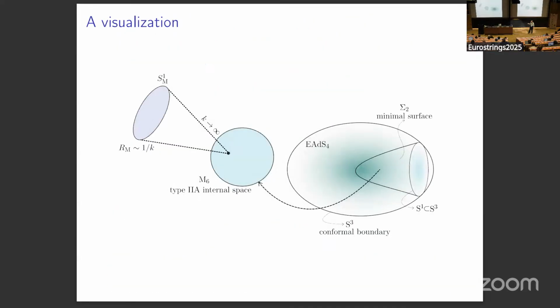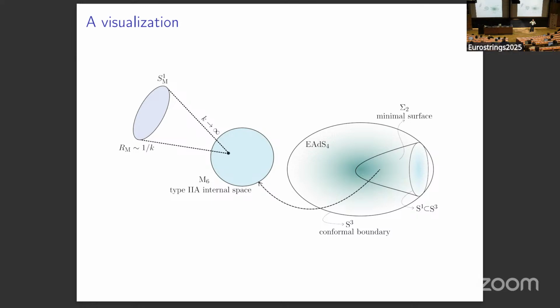So in order to make this all a little bit more clear, I want you to look at this visualization. It's very schematic, but I want you to just understand this holographic picture a bit better. So we have Euclidean AdS4. The boundary of this AdS4, its conformal boundary, is a 3-sphere. I told you that we're looking at the Wilson loop that is sitting at the equator of an S3. You can consider this to be this S1 circle. And then in the bulk, this S1 circle reduces to a minimal surface, which I call sigma 2, okay? And this would be the string picture, right?